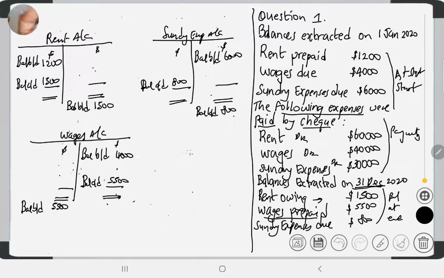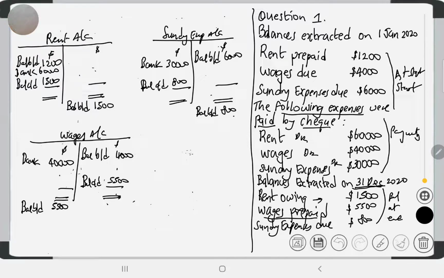So on the debit side here, we will write down bank 60,000, and here bank on the debit side again, wages 40,000. All payments will be recorded on the debit side of the expenses account. Credit bank, debit sundry expenses, will have bank, how much? 30,000.